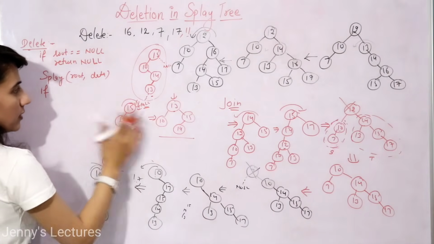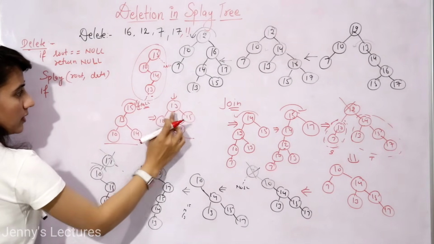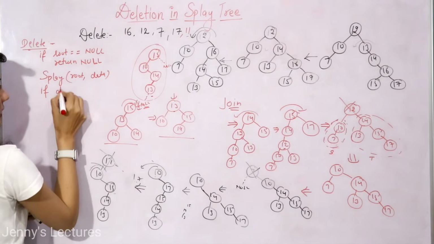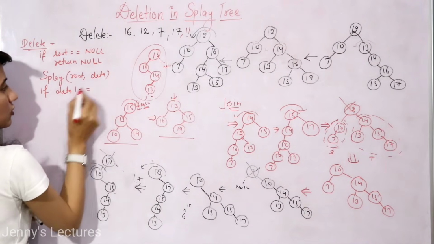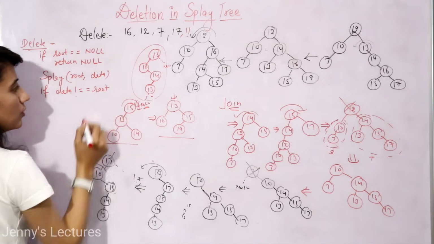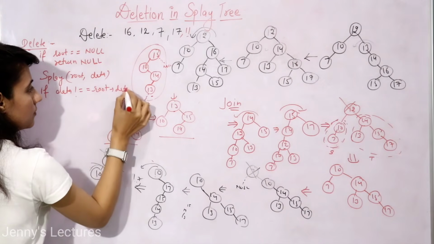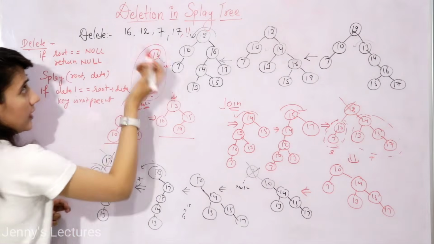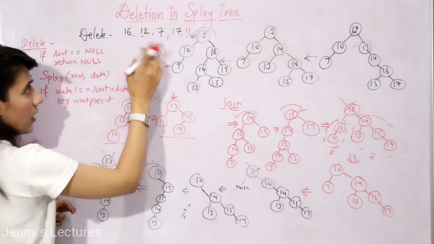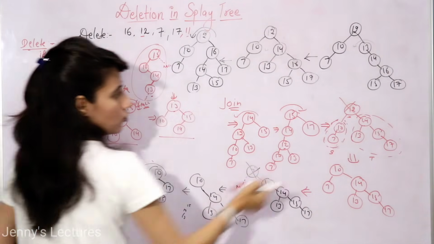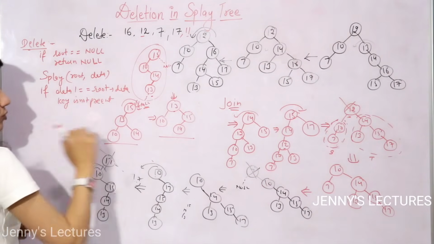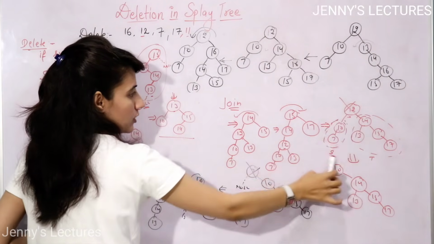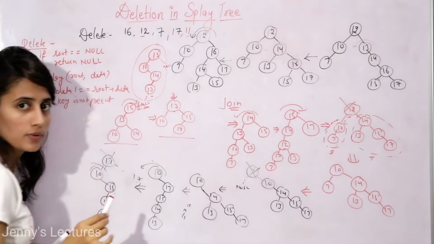So now after splaying, see this case, after splaying we will compare this 11 with this 13. If the data is not equal to the root's data, it means the key is not present. Now if the data, suppose you want to delete 12, and after splaying this 12 would be the root, right? So now it is equal to the root. Now you can delete it, and now the tree would be a left subtree and a right subtree.